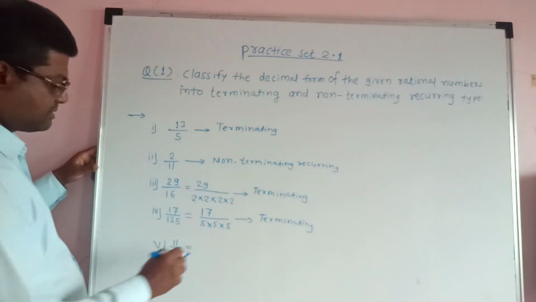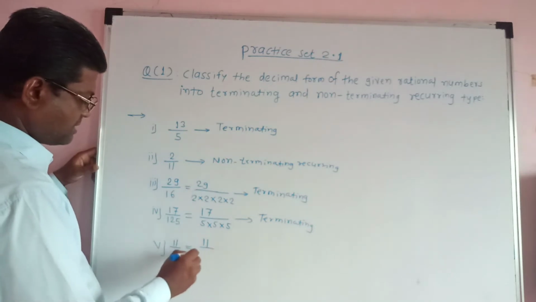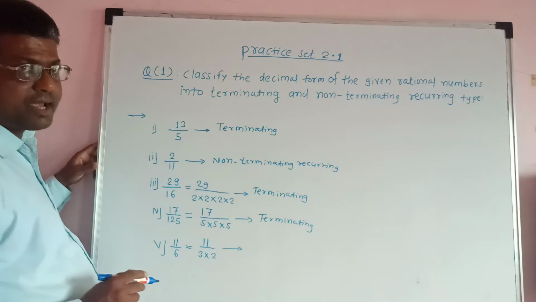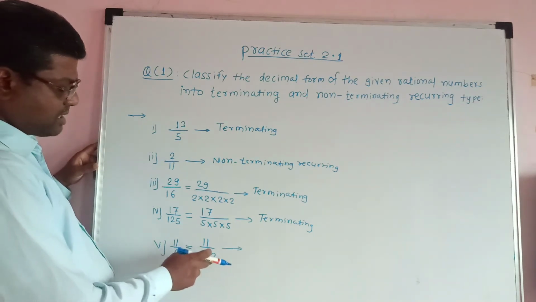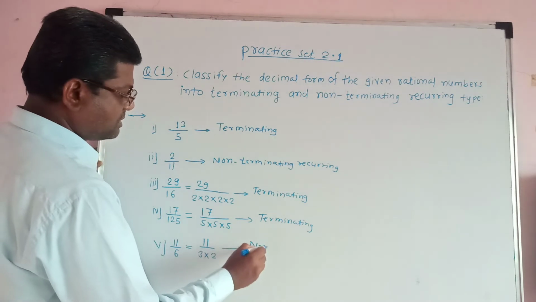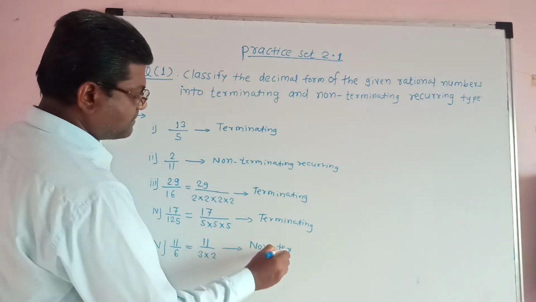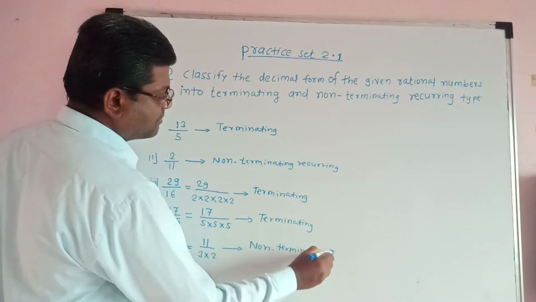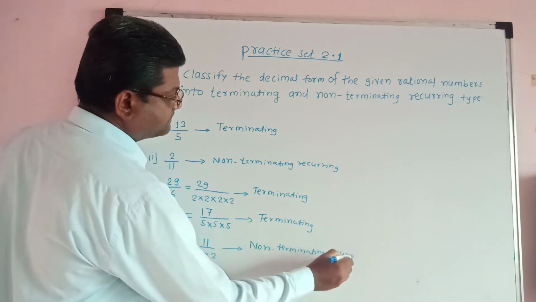11 upon 6. This 6 can be written as 3 into 2. The denominator has prime factors 3 and 2. Therefore, this is non-terminating recurring type.